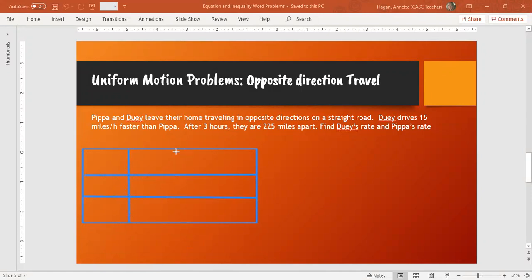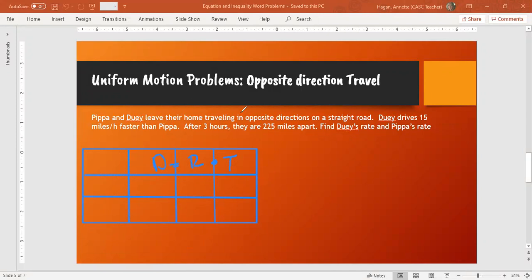So I'm making my little table. We're still doing just anytime it's uniform motion, we're doing distance equals rate times time. And you've probably seen that. I know you've seen that in 8th grade science, because I used to be really good friends with the 8th grade science teacher at my old school, and I know you guys use that.